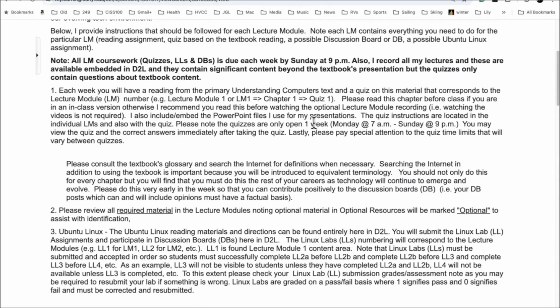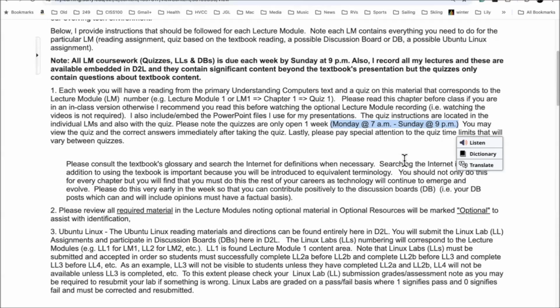The quizzes are due by Sunday night at 9 p.m. So again, I'm sending out an email on Sunday to inform students what's coming the next week. We're going to cover lecture module 1 this week. You'll, of course, proceed through lecture module 1 this first week and make sure that everything is submitted by Sunday at 9 p.m. So essentially, the lecture modules are open weekly from Monday through Sunday.